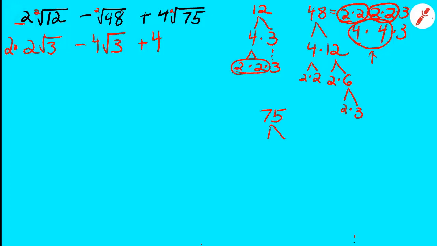75 equals 25 times 3, and you probably already know that 25 is a perfect square. It's 5 times 5. So 75 equals 5 times 5 times 3. And here are my two 5s. So I'll be writing the square root of 75 as 5 on the outside and the square root of 3 on the inside.